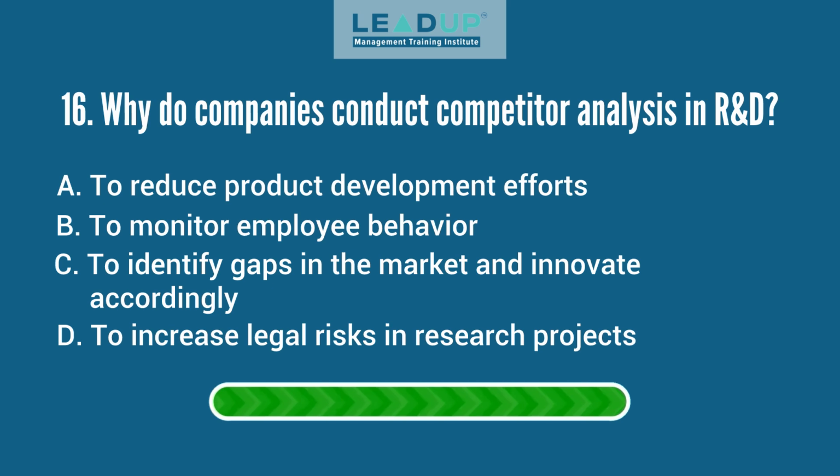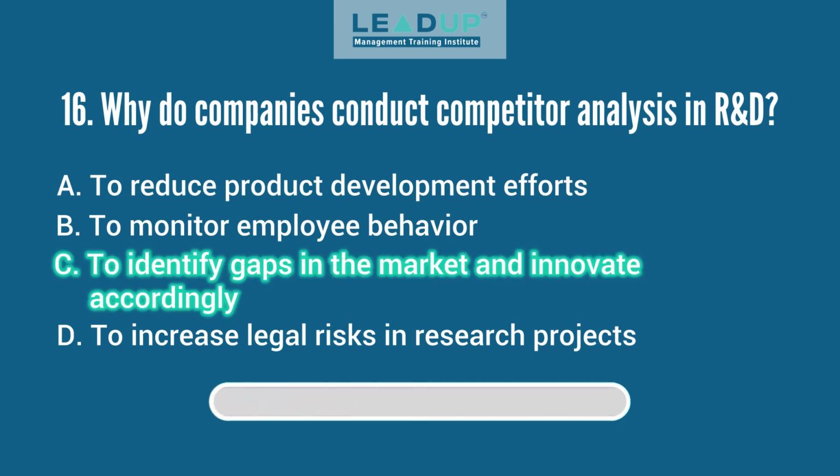Question 16. Why do companies conduct competitor analysis in R&D? A. To reduce product development efforts. B. To monitor employee behavior. C. To identify gaps in the market and innovate accordingly. And D. To increase legal risks in research projects. Answer: to identify gaps in the market and innovate accordingly.